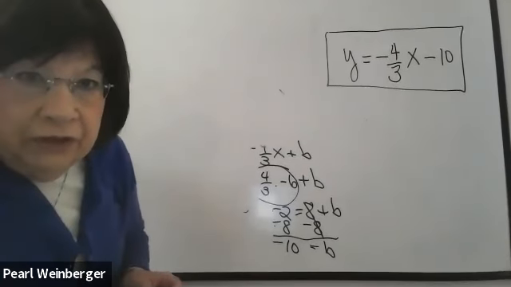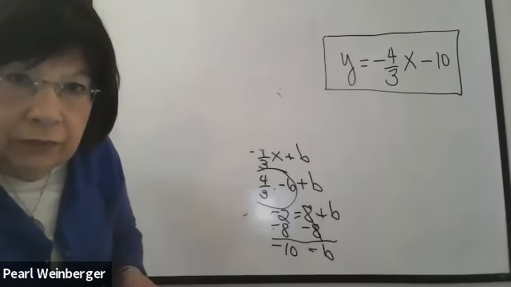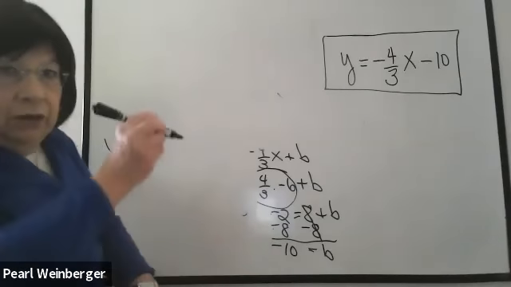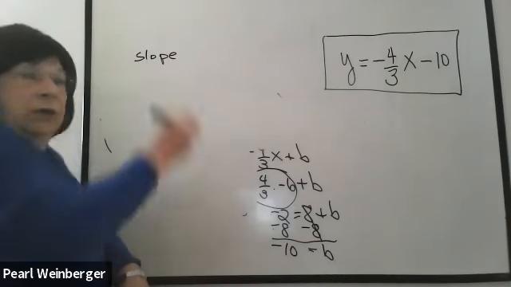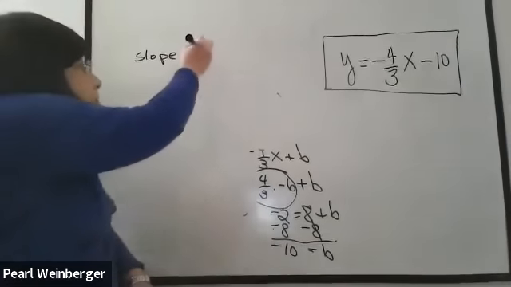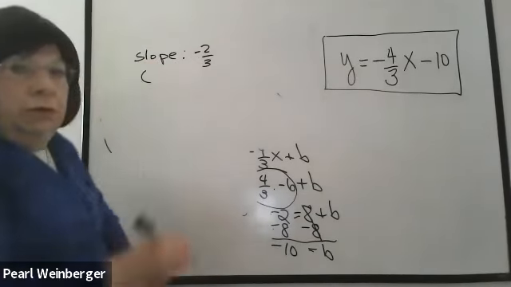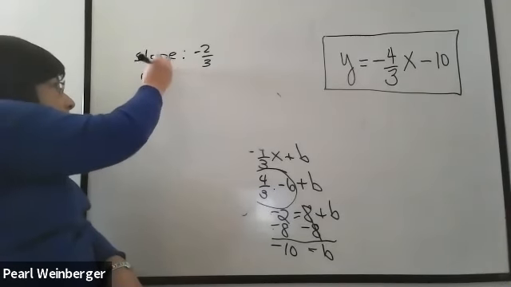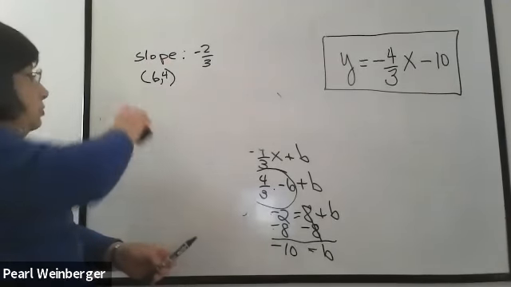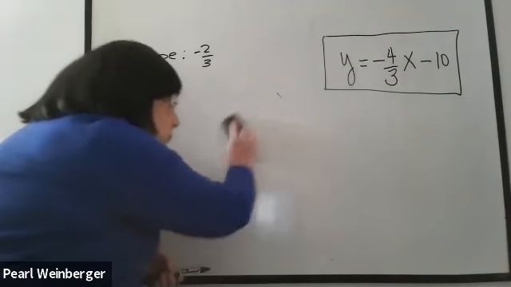Actually, Kashira, I'm going to take your question that you were asking. Your question was, you had a line whose slope is -2/3, and it's going through the point (6, 4). And they want us to write the equation of this line.